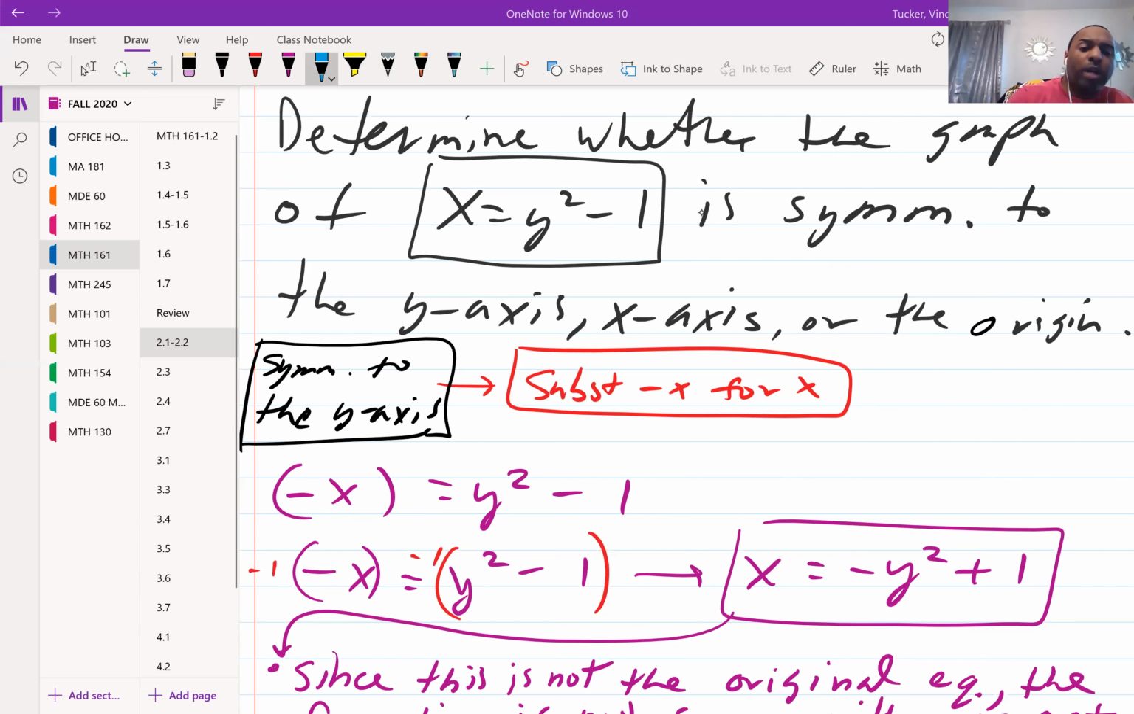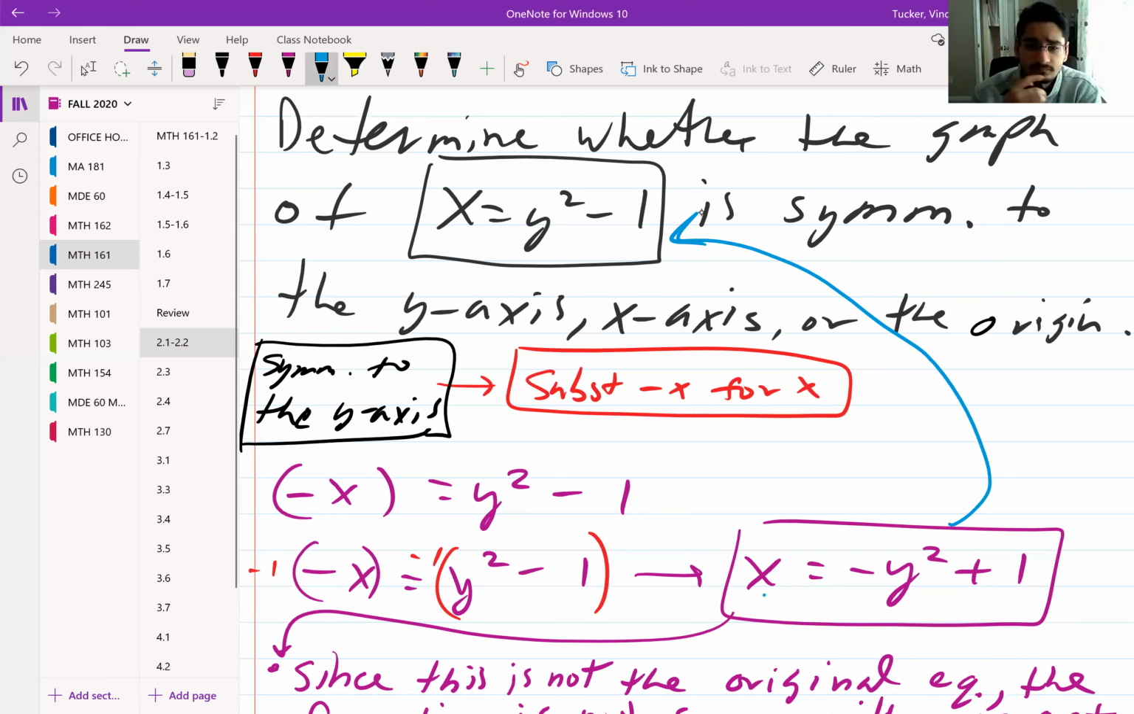So the first thing that you do is you plug in negative x for x. To make a clean comparison to what I have right here, I have x equal to y squared minus 1. I'm going to multiply this -1 to both sides so I can say x equals, and make a clean comparison to what I had originally. So I multiply both sides by -1. Now I have x equal to negative y squared plus 1.